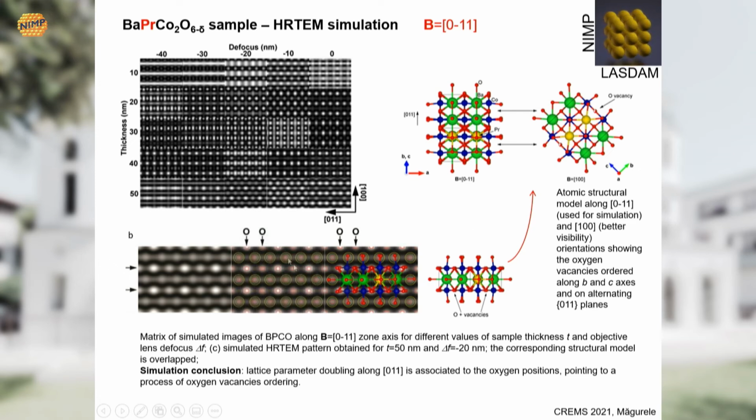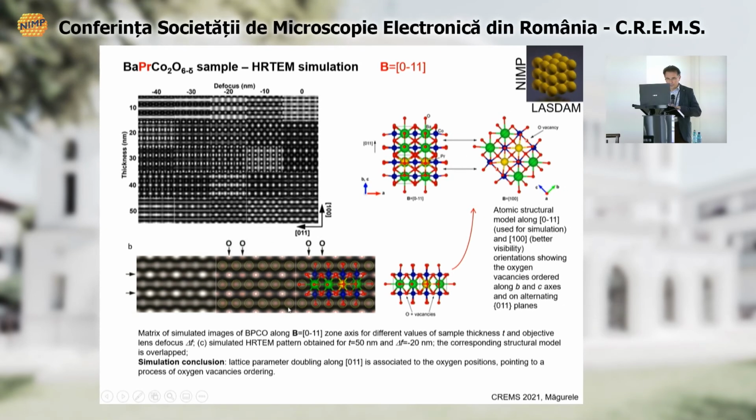And if we now overlap the structural model on the simulated image, we indeed see that we have these intensity variations on positions occupied by oxygen atoms, where the intensity variation is due to the vacancy ordering along the B direction. So the simulation conclusion is that the lattice parameter doubling observed along the 011 direction is associated to the oxygen positions, pointing to a process of oxygen vacancy ordering.